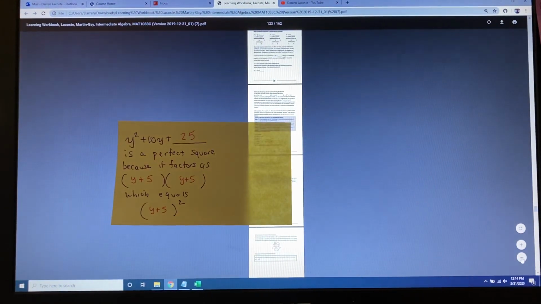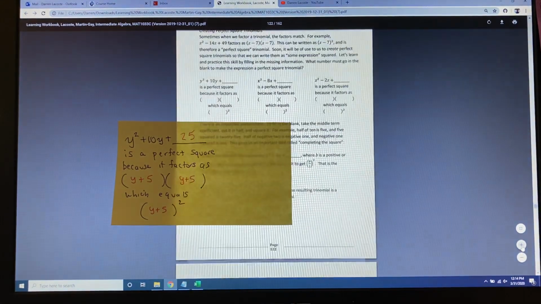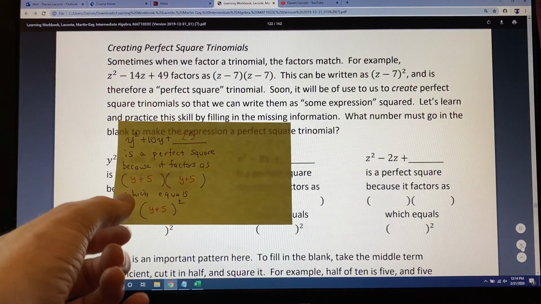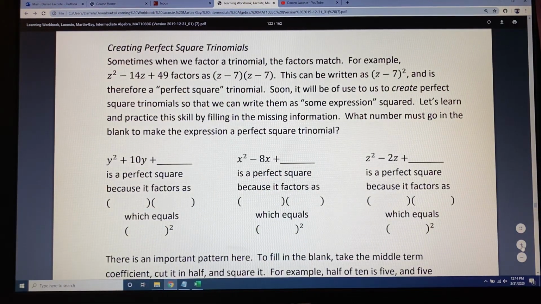Y squared plus 10y plus blank, what goes in the blank is 25, is a perfect square because it factors as y plus 5 and another y plus 5, which is the same thing as y plus 5 squared. All right, let's move on to the next one. X squared minus 8x plus blank. All right, once again, pause this video and try to fill in the blanks.